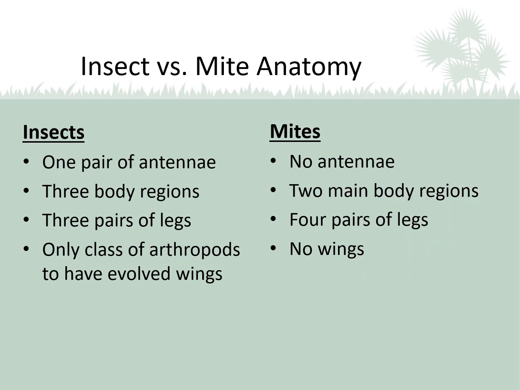Let's compare insects to mites, which are also arthropods. Insects have 1 pair of antennae, mites have none. Insects have 3 body regions, mites have 2. Insects have 3 pairs of legs, mites have 4. Insects are the only class of arthropods to have evolved wings. Mites have no wings.